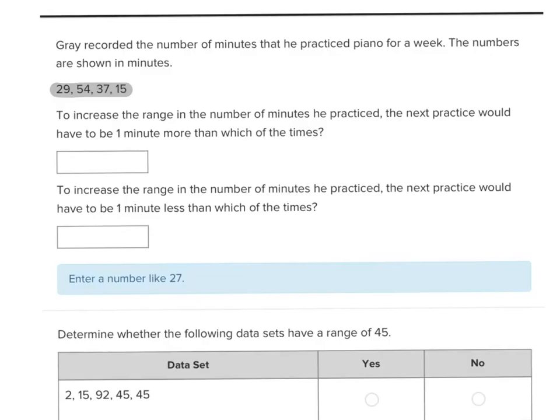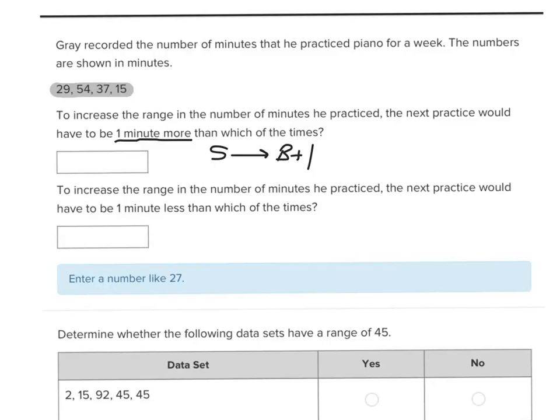So remember, the range is the distance from the smallest to the biggest. If we want the range to increase by 1 minute, and it says one of the times needs to be 1 minute more, that means we're going to have to increase the biggest one to make that distance more. Increasing the smallest number would make the range smaller.